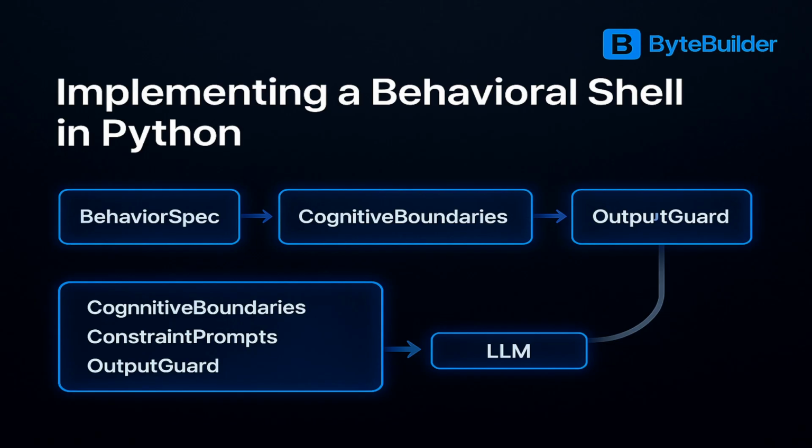Finally, output guard. This validates and enforces a strict response format. If the model deviates, you catch the error early and maintain consistency. When these four components work in sequence, they create a predictable and controllable workflow that fits into the LLM. The output that comes out is no longer generic. It's specialized, stable, and aligned with the behavior you engineered.